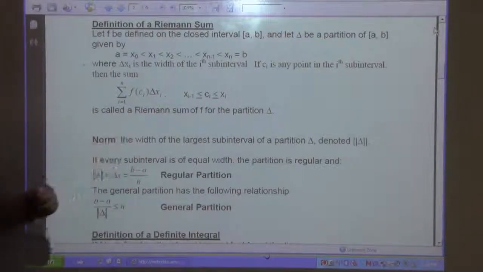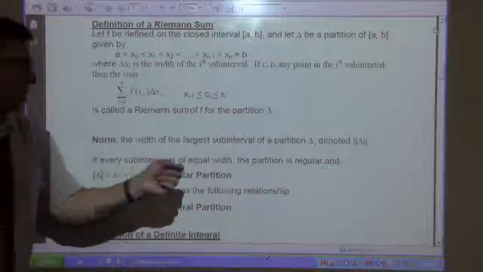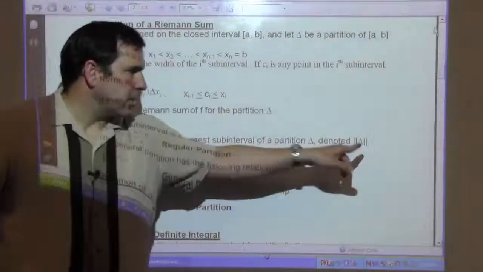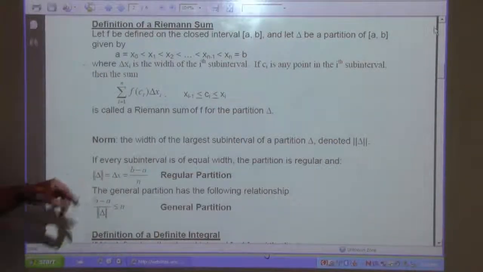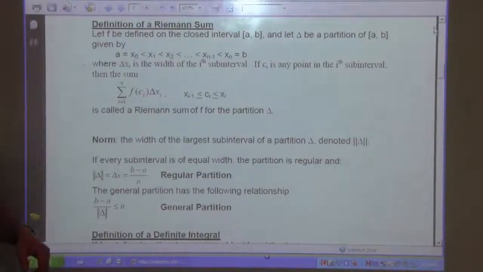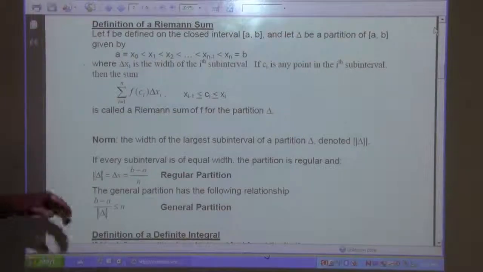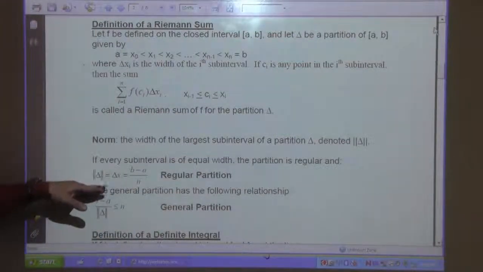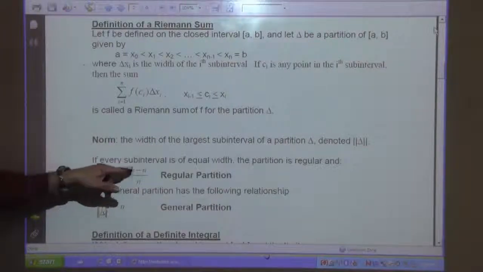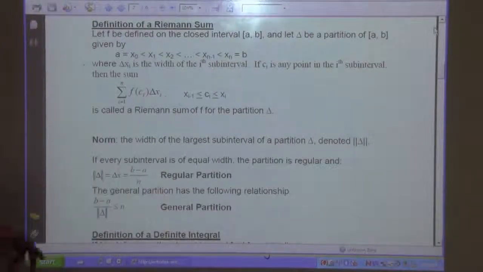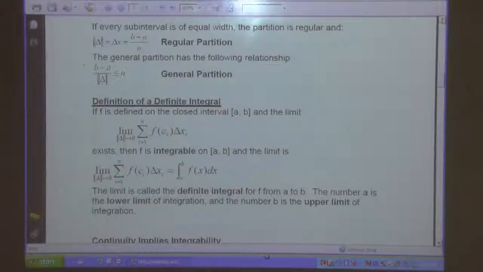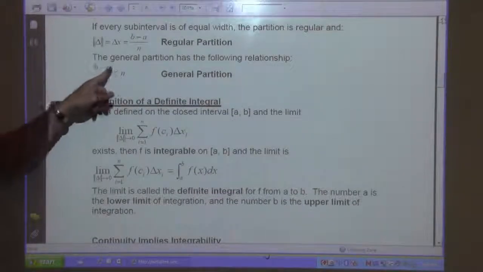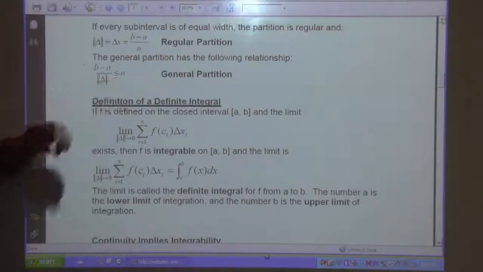The norm is the width of the largest subinterval of a partition delta, denoted with these double lines on either side of the delta. So if every subinterval is of equal width, the partition is regular, and our norm would be just delta x, which is (b minus a) over n. That's a regular partition. And for the general partition, (b minus a) over the norm is less than or equal to n.